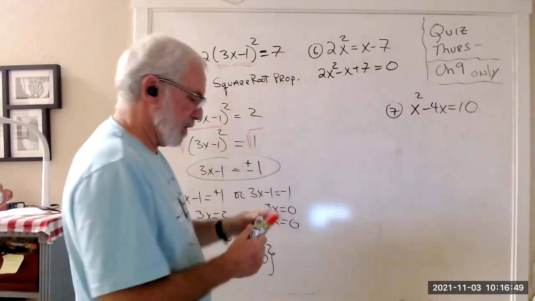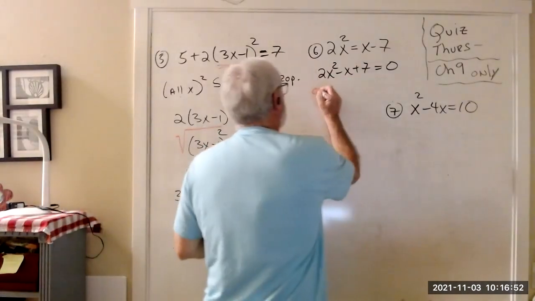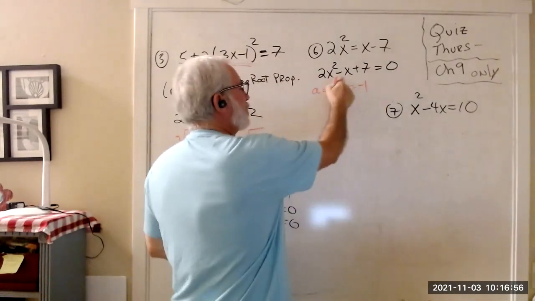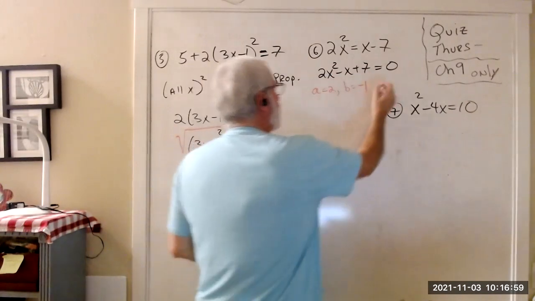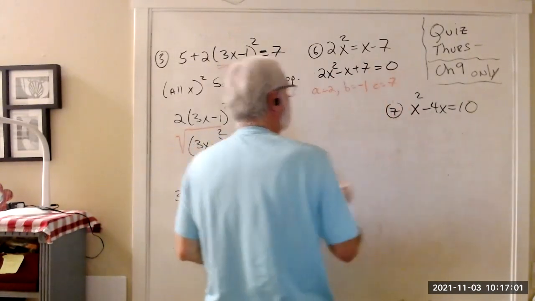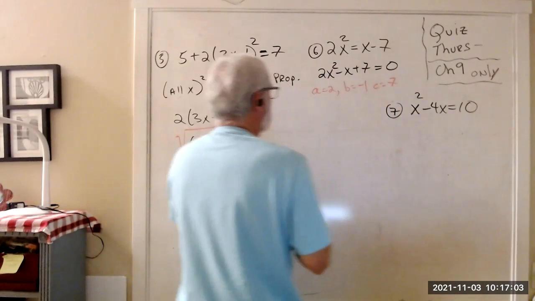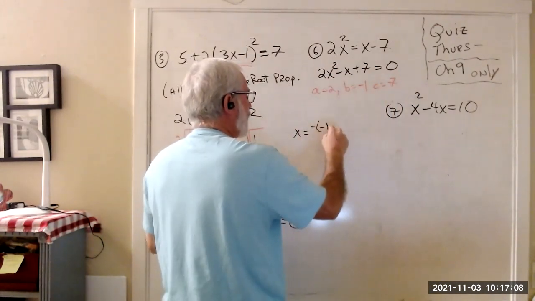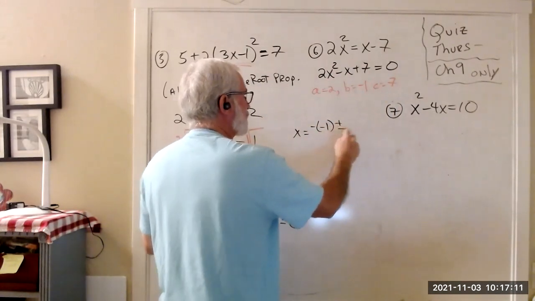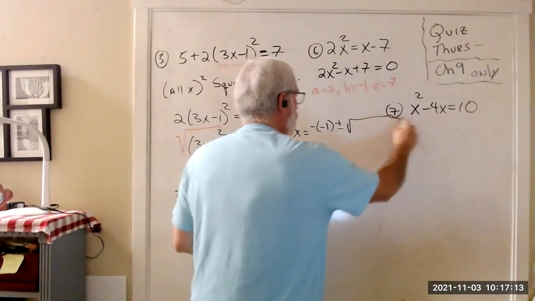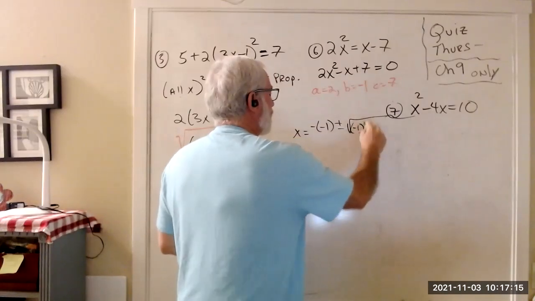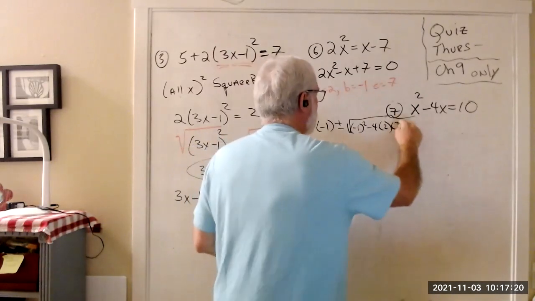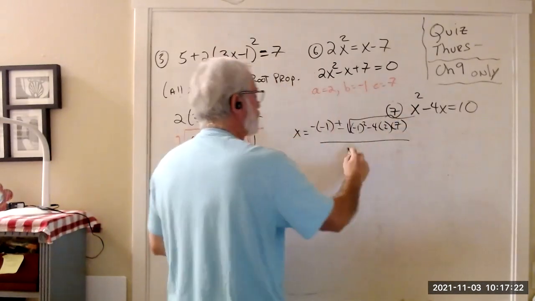So there's the quad formula. We have A equals 2. B is -1. It's implied there in front of the X. And C is 7. So here we go. X is the negative of -1, negative B, plus or minus the square root of B squared minus 4 times 2 times 7, all over 2 times 2.